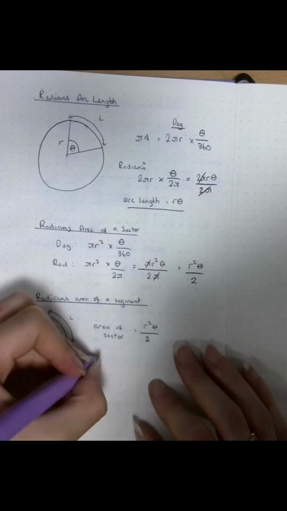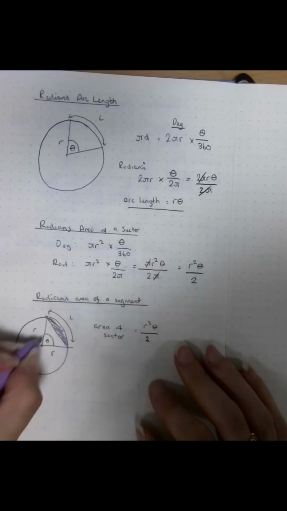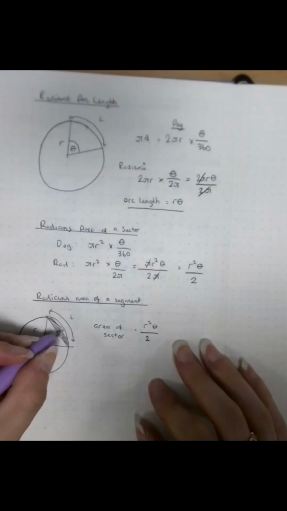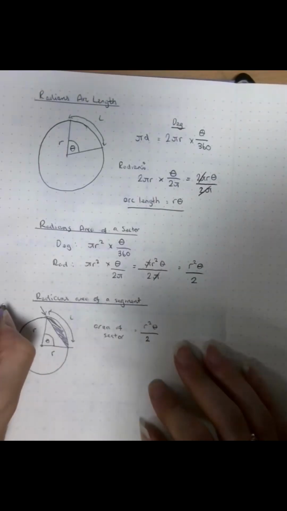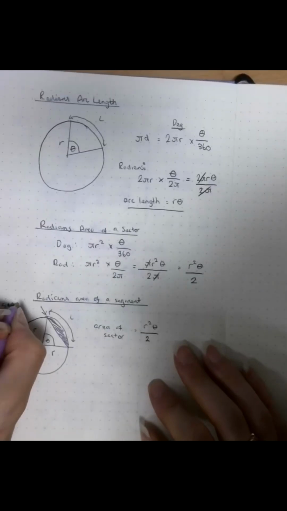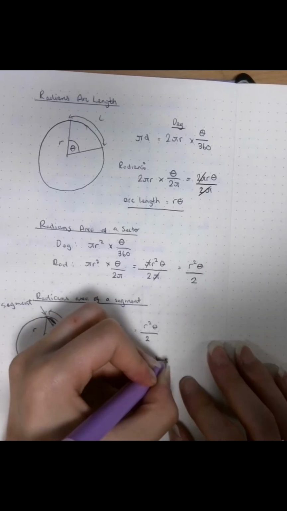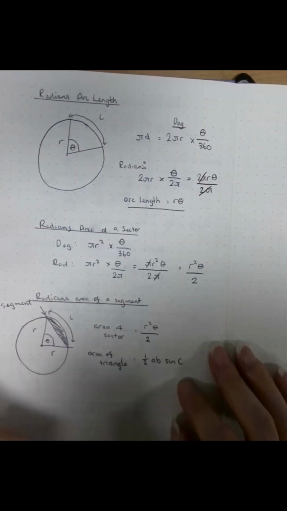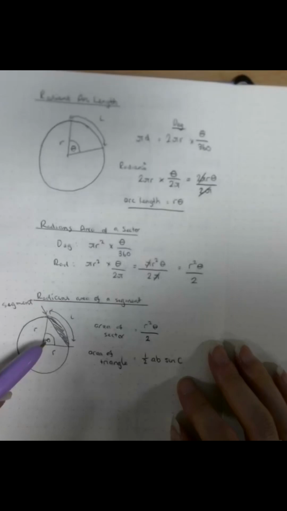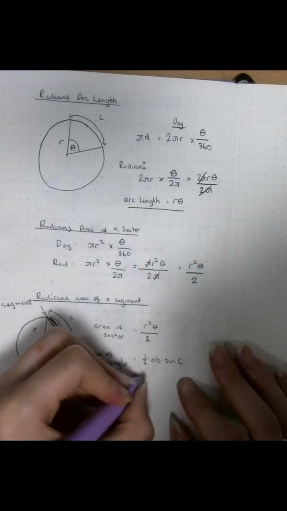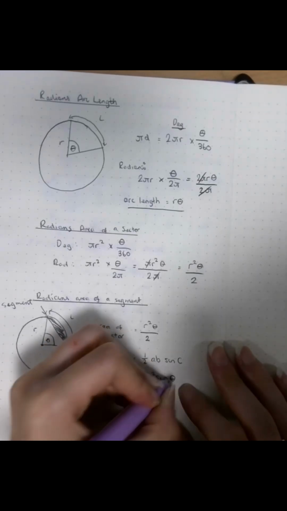Let's think about the area of the triangle, because if we take that triangle away from the sector, we're left with the segment, which is what we want. Remember, the shaded bit is our segment. The area of any triangle is a half ab sine C. So a and b are both r, and C is theta. So it'll be a half r squared sine theta.